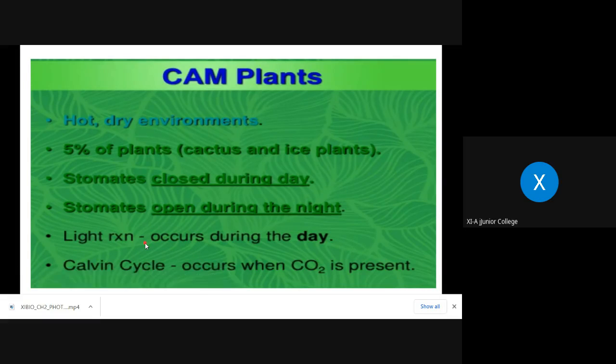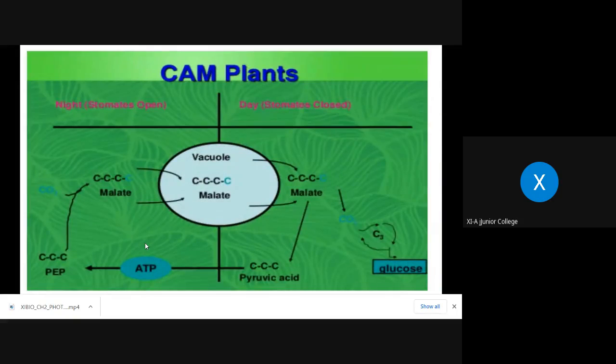It is a little bit similar to C4, but the anatomical features are not like C4. That means Kranz anatomy is absent here. The only thing is the reactions are similar, but they are divided into night and day. During the night, when stomata are open, only then does the process start through the stomata.